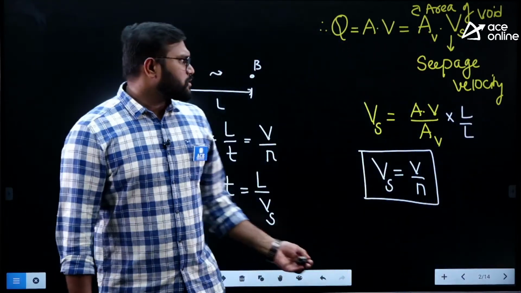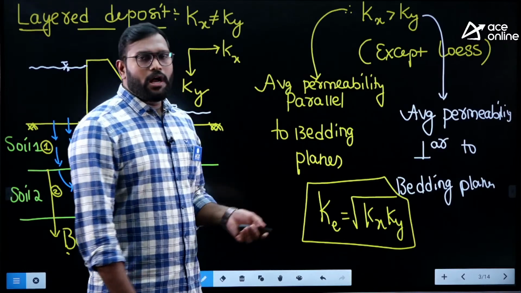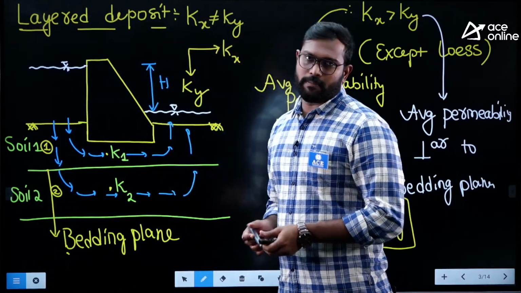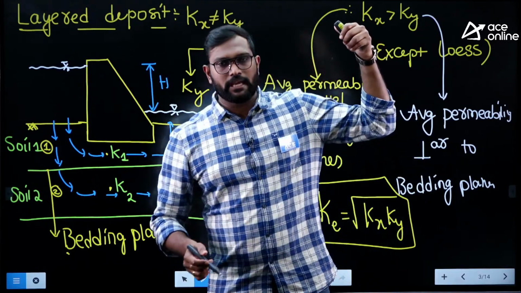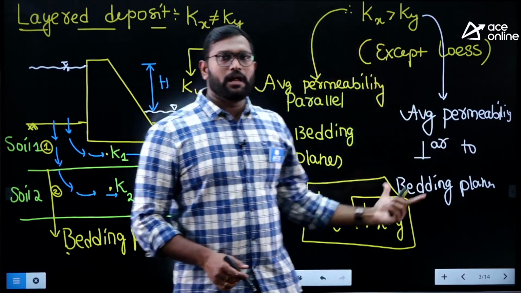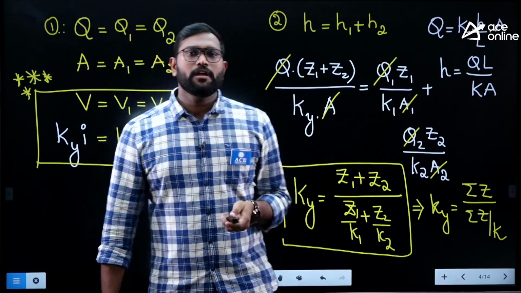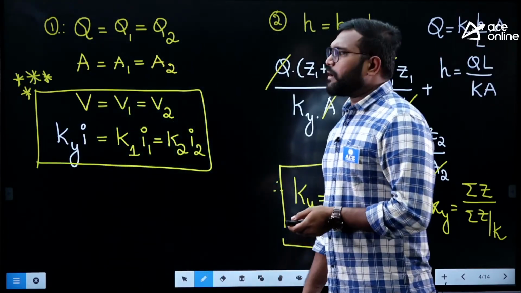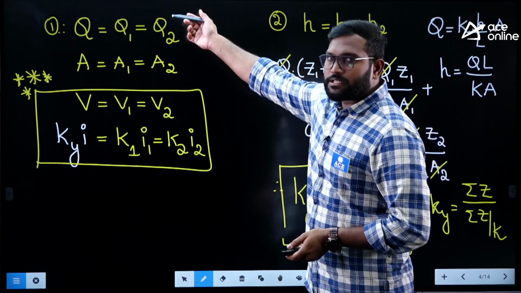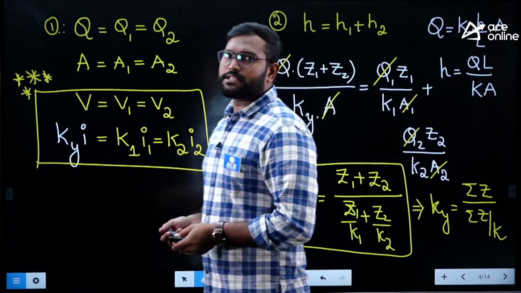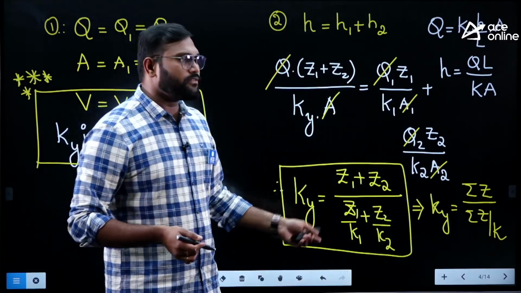And by using this concept, I explained how the flow is going to happen parallel to bedding planes and perpendicular to bedding planes. Parallel average Kx, perpendicular Ky, and equivalent is root of Kx into Ky. And how to find out when the flow is perpendicular to the bedding planes. So first, all flow rates are same, this is the logic. And as head loss is summation total, this is the equation.